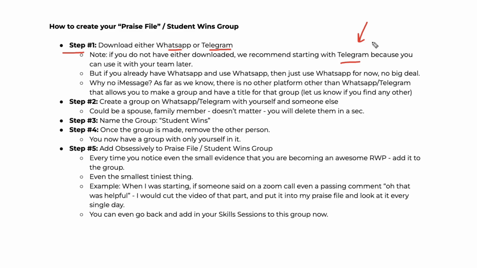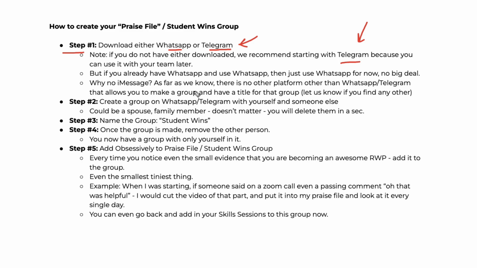Now, why no iMessage? As far as we know, there is no other platform besides WhatsApp and Telegram that allows you to make a group and have a title for that group. If you do find one, let us know. Because we are such a big organization, we actually use Slack now, not Telegram, but you're probably not at that point right now. If you have Slack, you can use it, but if you're not using WhatsApp, Telegram, or Slack, we recommend starting with Telegram because you can use it with your small team in the future.